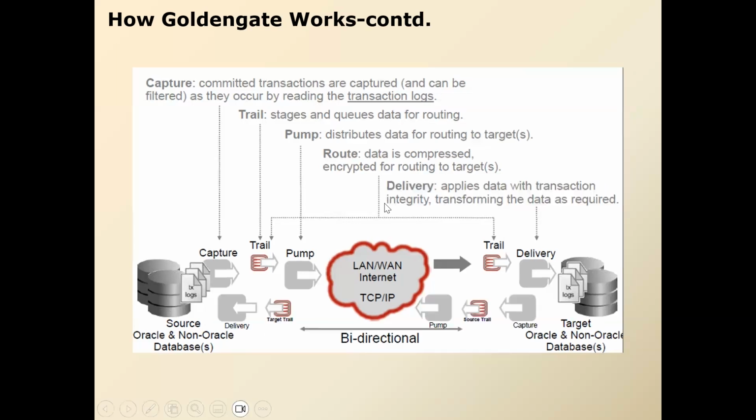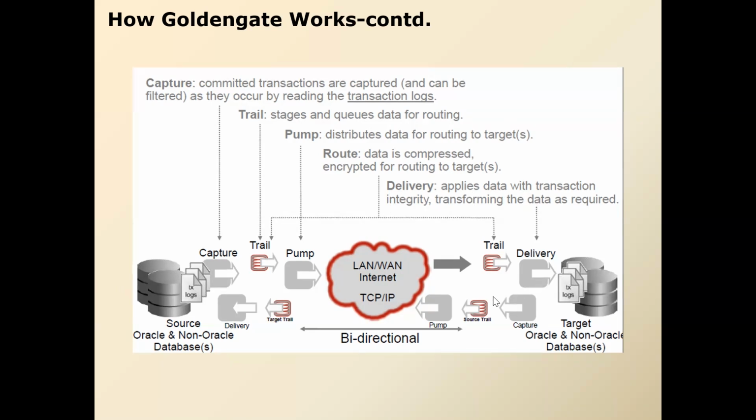Now, Goldengate also supports bidirectional replication. Bidirectional means both sides will be live. In bidirectional, both sides act as source and both sides act as target. Your application will be connected to site one as well as to site two. Whatever transactions are happening on site one will be replicated using Goldengate to site two. In the same way, whatever transactions are happening on site two should be replicated to site one using Oracle Goldengate.